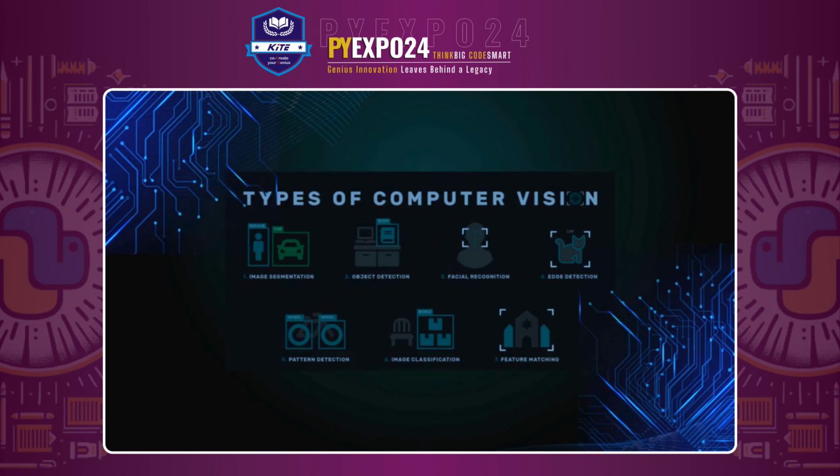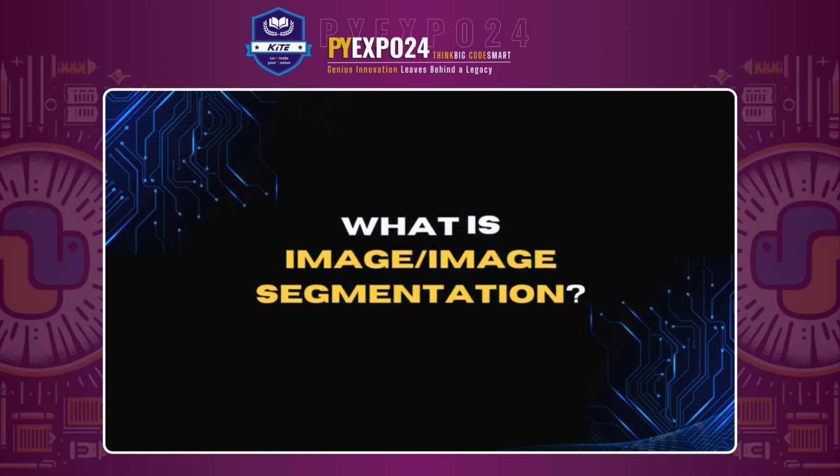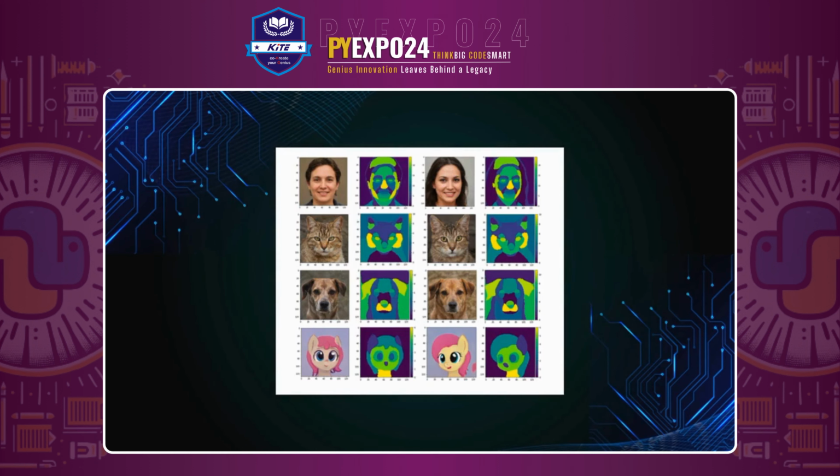So there are many types of computer vision. They are image segmentation, object detection, facial recognition, edge detection, pattern detection, image classification, and feature matching. First one is image segmentation. What is image segmentation? Image segmentation is the process of assigning a label to every pixel in an image, such that pixels with the same label share certain characteristics.